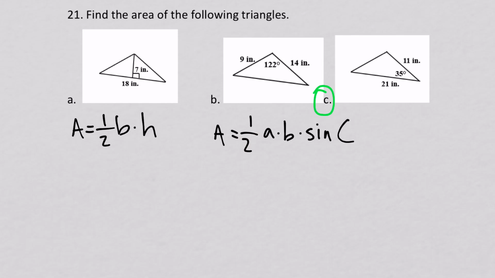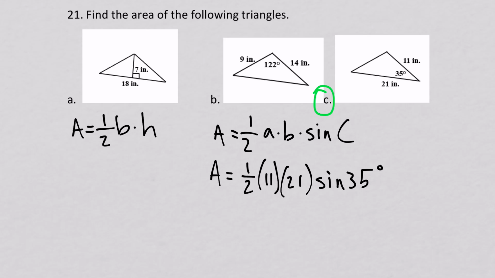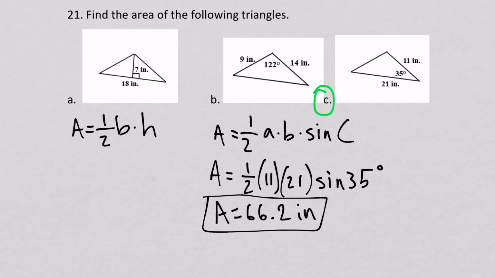So for C, which is the one I'm doing right now, it basically looks like this. 1/2 times 11 times 21, that's A and B, times the sine of 35, the angle included by those two sides. You punch that into a calculator, and according to my calculator, this is 66.2 inches. Leave it to 2 decimal places. That should be good enough. There you go. Squared, because it's area, right?